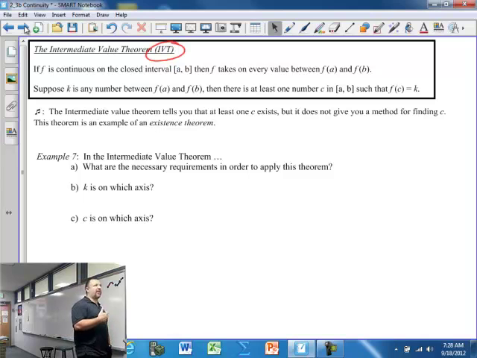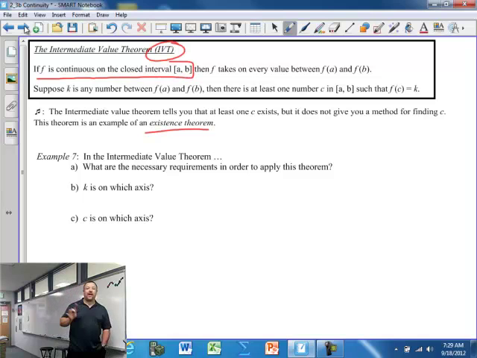Okay? They don't tell you how to find anything. They tell you whether things exist. These are called existence theorems. Okay? And what the intermediate value theorem says is if, and this is important that you pay attention to this, the hypothesis is if f is continuous on the closed interval. That's all that has to happen. As long as the function is continuous on a closed interval, the rest of this is true. All right? f takes on every value between f of a and f of b.